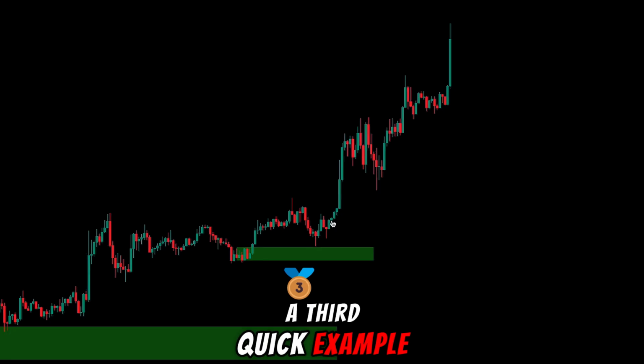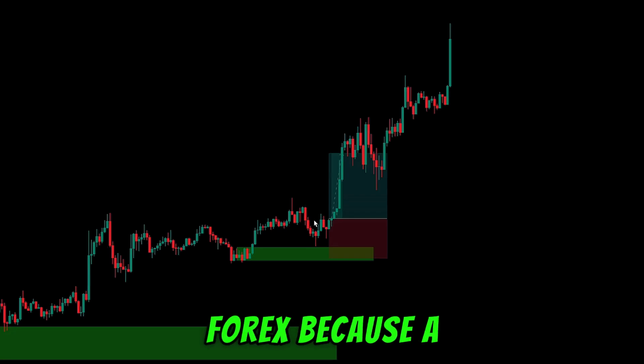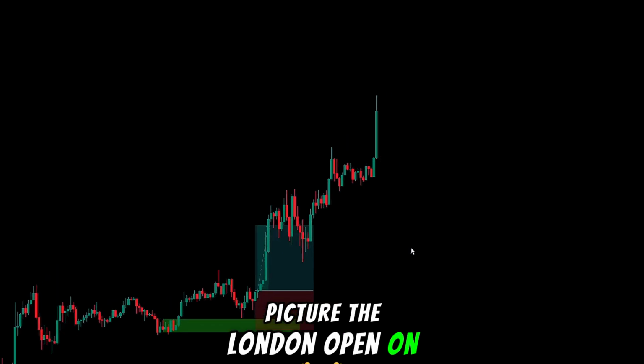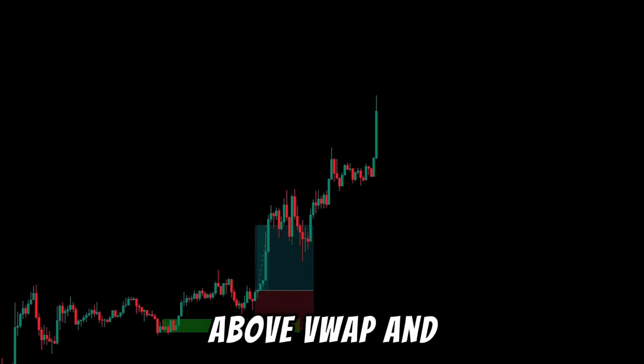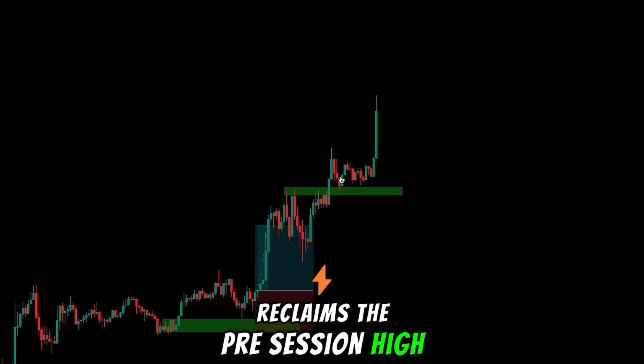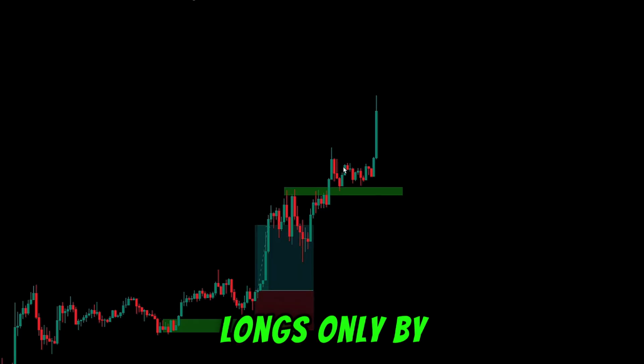A third quick example: GBP/USD at the London Open. One more, on forex, because a lot of you trade the pound. Picture the London Open on GBP/USD. Price opens, pushes above VWAP, and reclaims the pre-session high. That's above VWAP, above the level, longs only, by the rule.